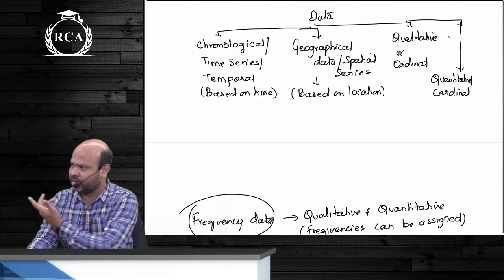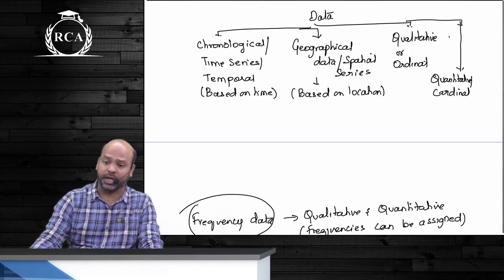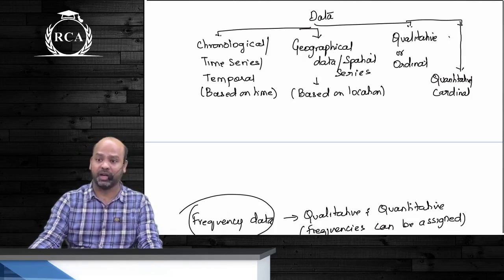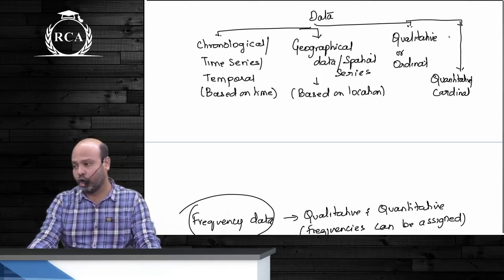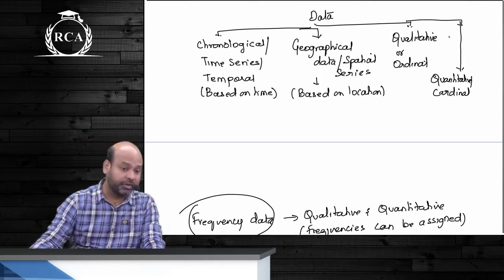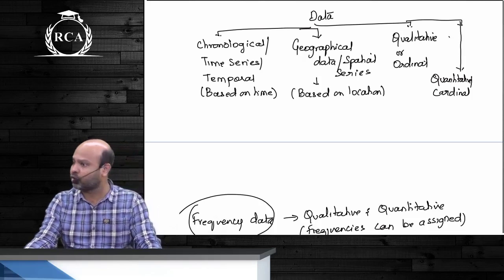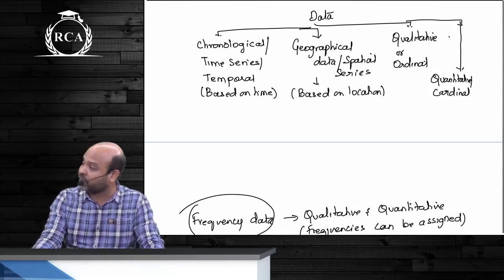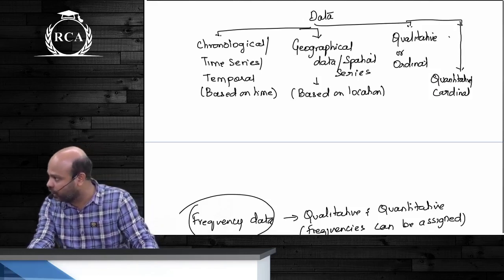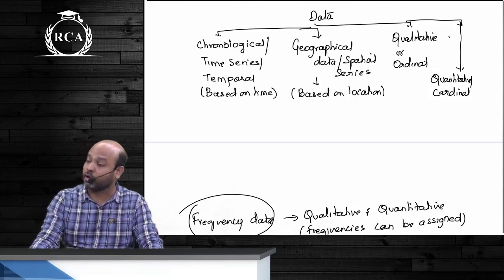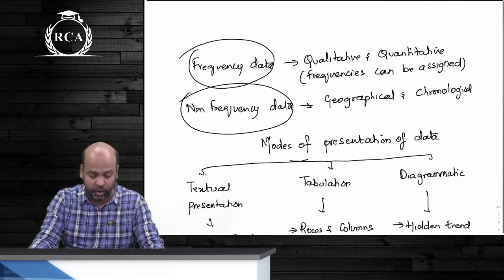And then the other one we already know, qualitative data and quantitative data. Quantitative data is cardinal data, qualitative data is ordinal data. You can assign frequencies only to qualitative and quantitative data. That is why they're called the frequency group. Frequency cannot be assigned to geographical data and time series data. So that will be called the non-frequency group.